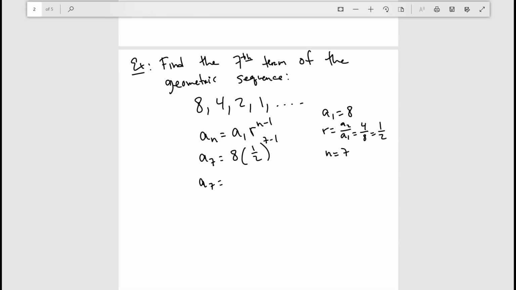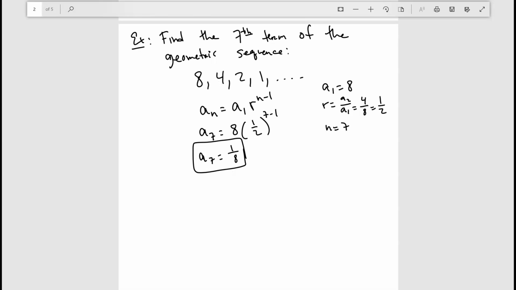And all I got to do is just put this in my calculator. So it's going to be 8 times 1 over 2 to the power of 7 minus 1, which is 6. My answer is going to be 1/8. Okay, so that's a little bit of geometric sequences.